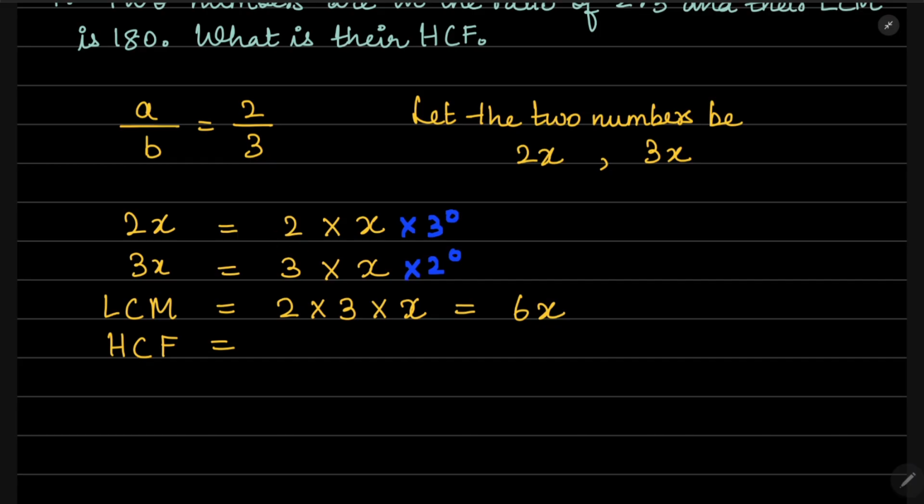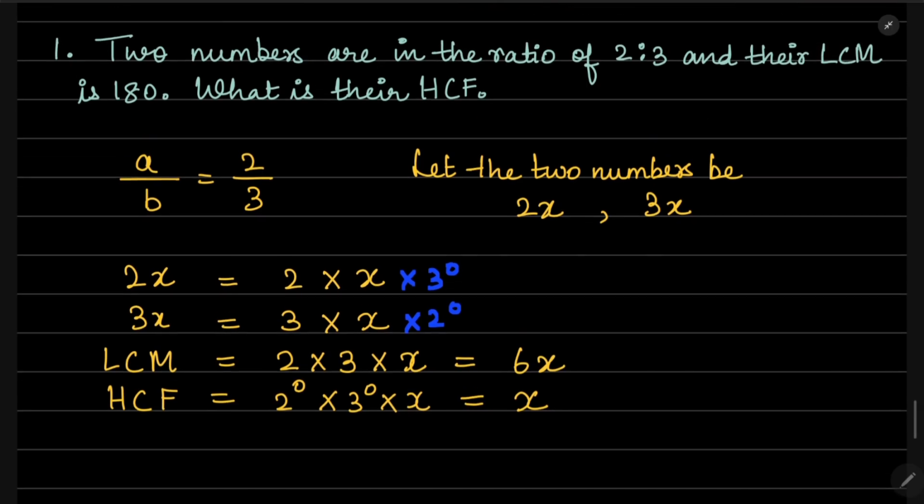So if you see for 2, the lowest power is 0, so I'm going to write 2 to the power 0. For 3 also, if you see, 3 to the power 1 and 3 to the power 0, so the lowest power is 3 to the power 0. And for x, it's x in both the places. Any number to the power 0 is 1. So 2 to the power 0 is 1, 3 to the power 0 is also 1. So what remains is only x. So the HCF is x.